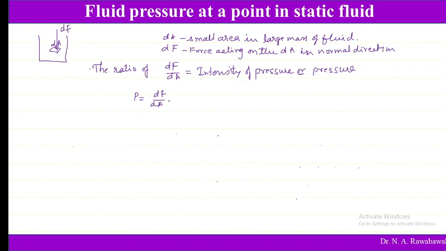Now if the total force F is acting uniformly over a surface area of the liquid, say for example the base area of this container is A, then the pressure at any point is given by F divided by A. So if the force is acting uniformly over the area A, we can call this force divided by area. So the force can be given as force is equal to P into A. This is nothing but the pressure force.